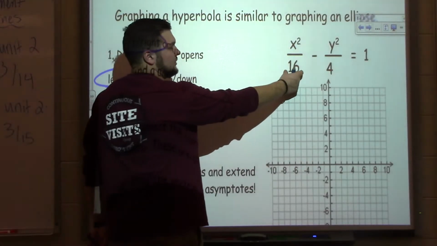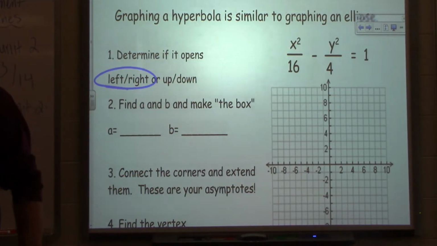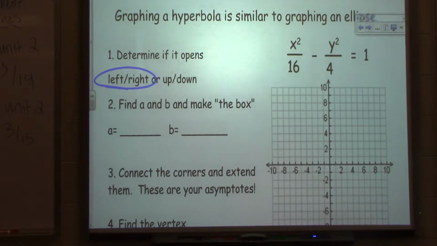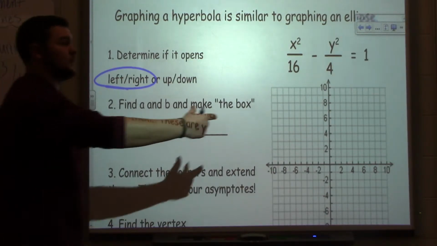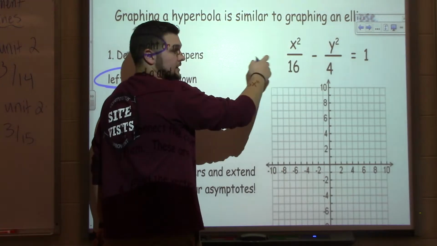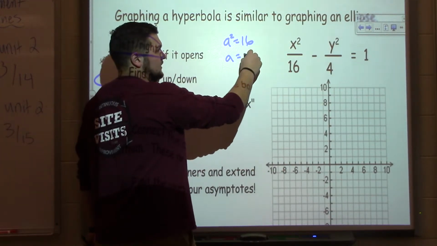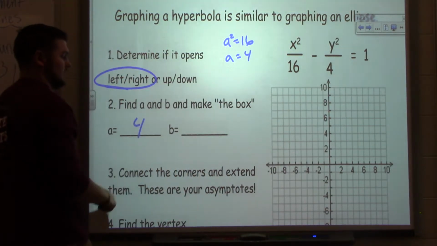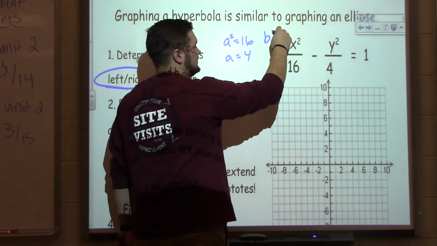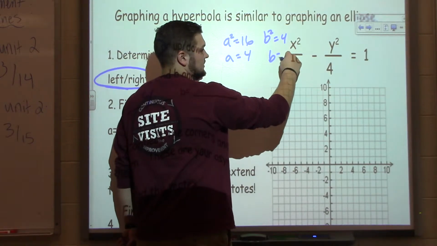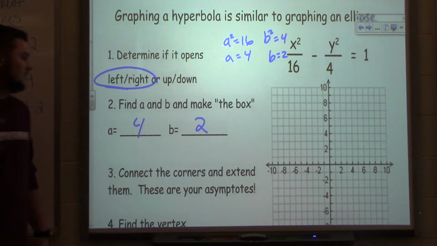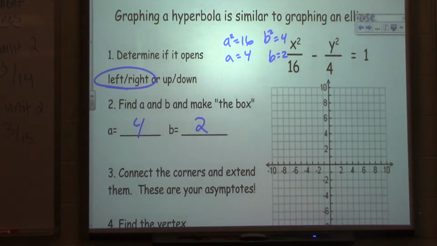So, a squared is always our first number with hyperbolas. Ellipses, it was the bigger number. Hyperbolas, it's always the first number. Okay? So a squared equals 16, which means a is going to equal 4. So a equals 4. B squared equals 4, so b is going to equal 2. Good. So, then it says make the box.